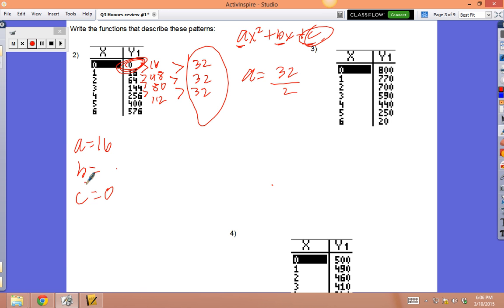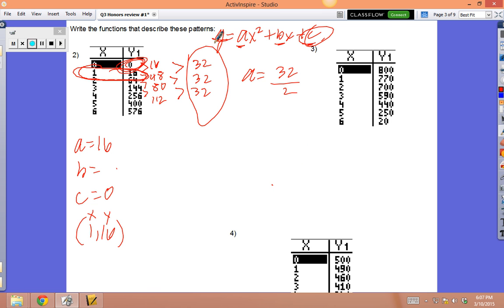So b, a cool way to find b is, let's set up an equation and plug in everything we know. We know a, we know c, and let's choose an x and a y. So let's choose 1 and 16. 1 is an x, 16 is a y. Because our formula is y equals ax squared plus bx plus c.